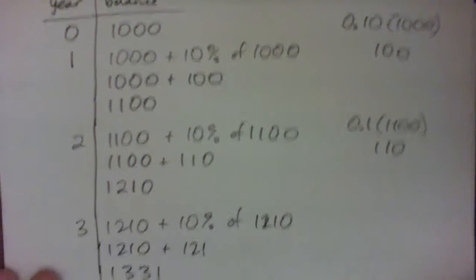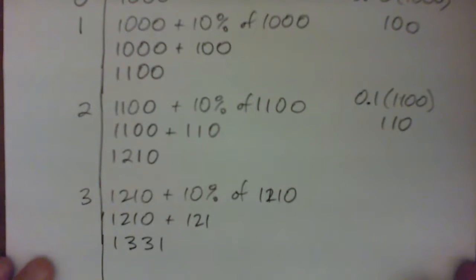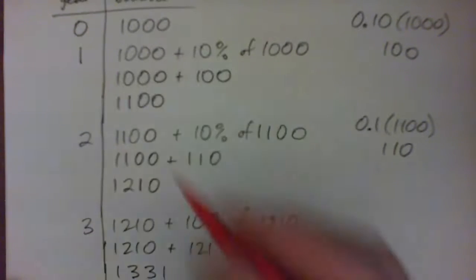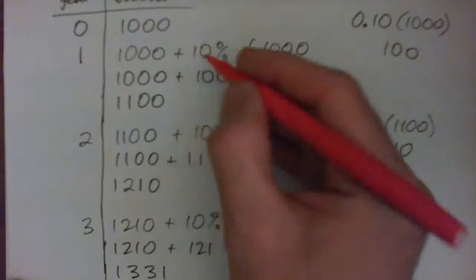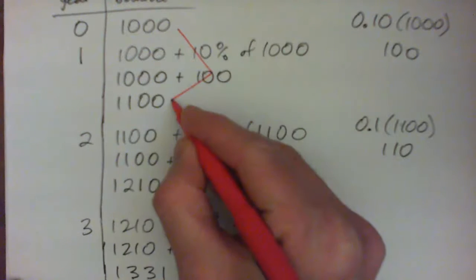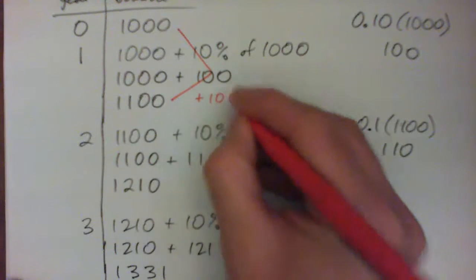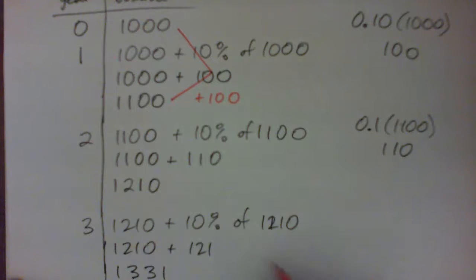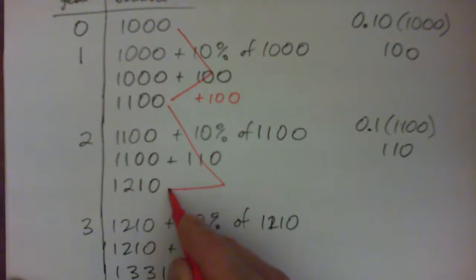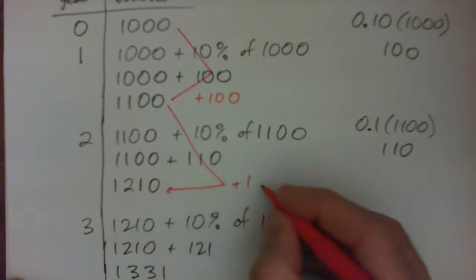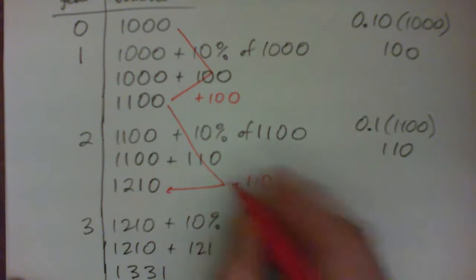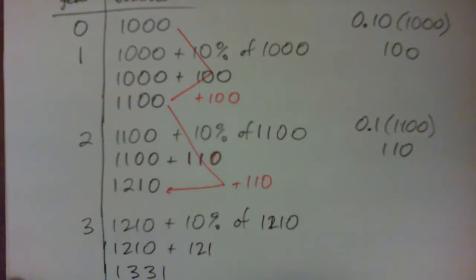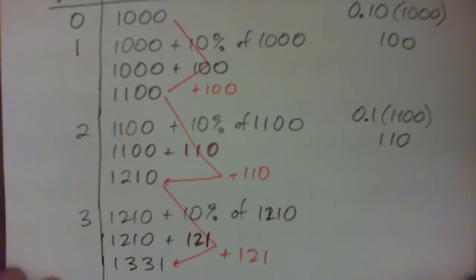It's linear if it's going up by the exact same amount each year. So notice after the first year, it went up by $100, didn't it? After the second year, it went up by 110. Well, that was our interest here, 110, right? After the next year, it went up by 121, but our interest was 121, right? So is it going up by the same amount each year?